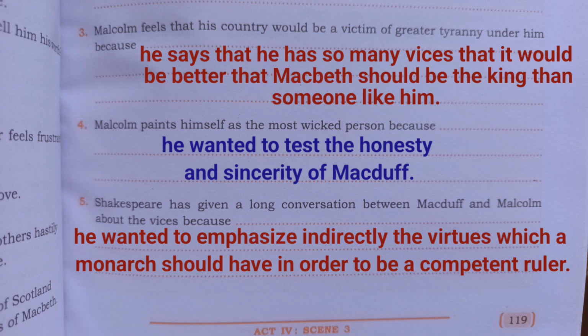Number 5. Shakespeare has given a long conversation between Macduff and Malcolm about the vices because he wanted to emphasize indirectly the virtues which a monarch should have in order to be a competent ruler.